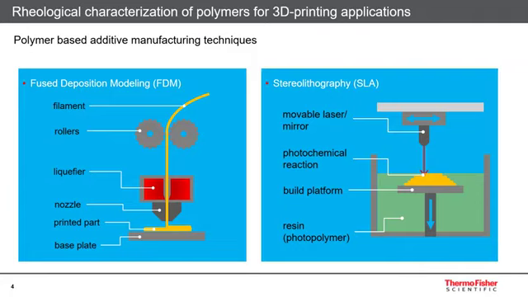Stereolithography, on the other side, is using a photochemical reaction to solidify a resin material and create a solid fragment. Also here we have a static and a moving part of the printing device in order to create a product layer by layer. In this presentation, we will focus on rheological measurements describing the rheological properties of a molten polymer as it occurs in the FDM process, and like it is illustrated on the left side of this slide.